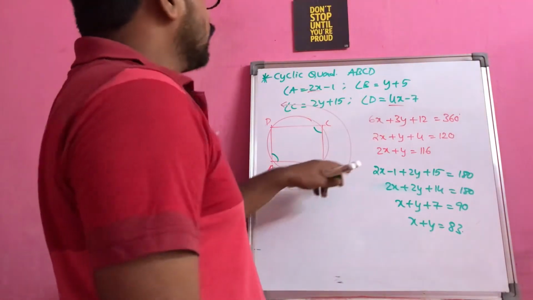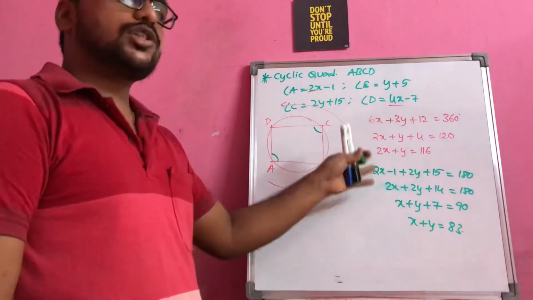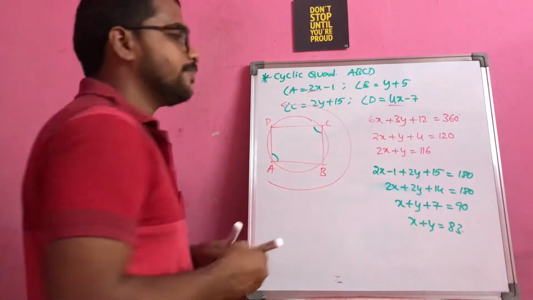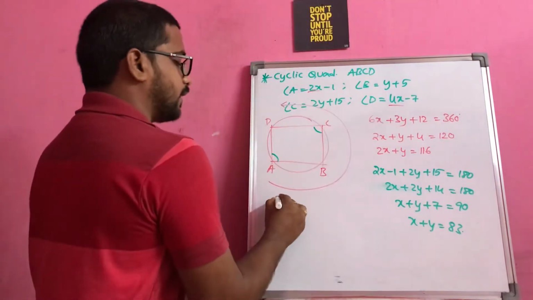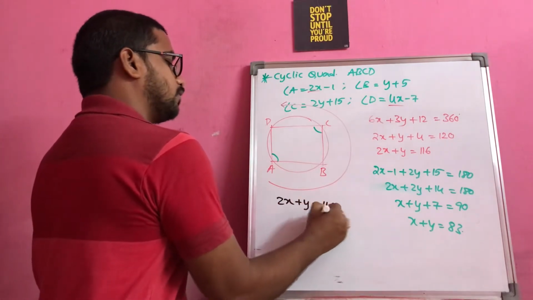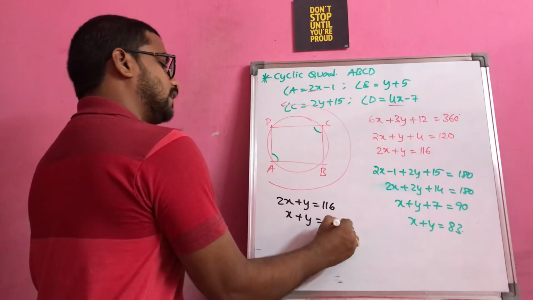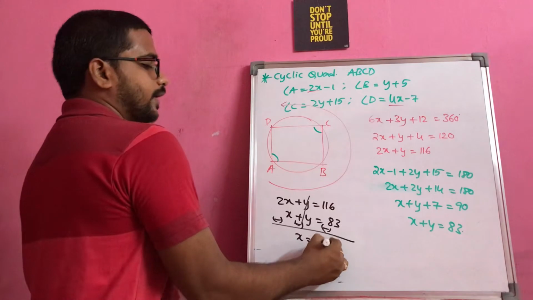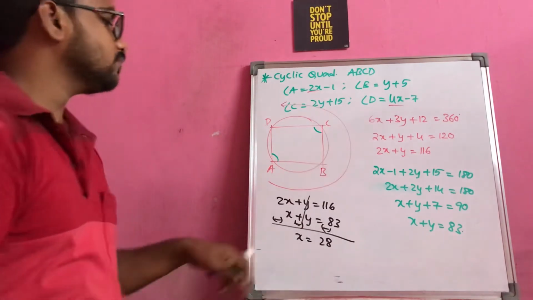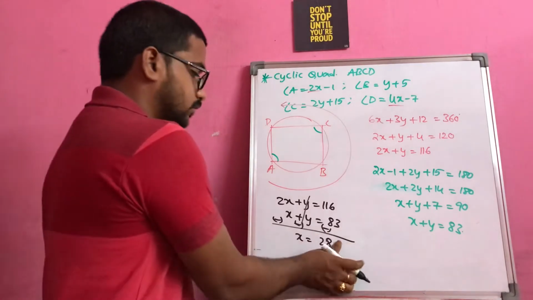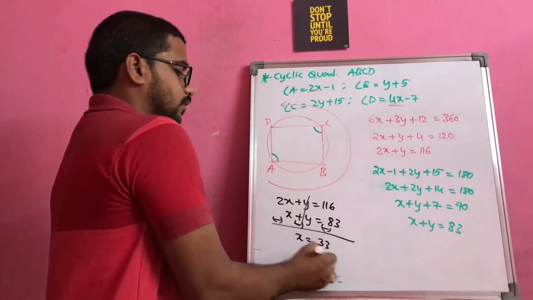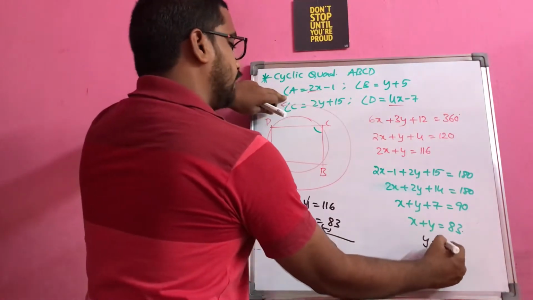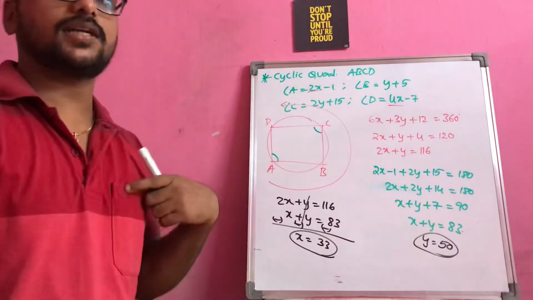Okay. Now let us see. I think these two are enough for us because we have only 2 variables and 2 equations are enough to get the answers. So I am simplifying these two by subtracting. 2x plus y is equal to 116, x plus y is equal to 83. So on subtracting you will get x is equal to 33 degrees. So x is 33 means y will become 50. Correct? Because if you substitute here, 83 minus 33 will be 50.